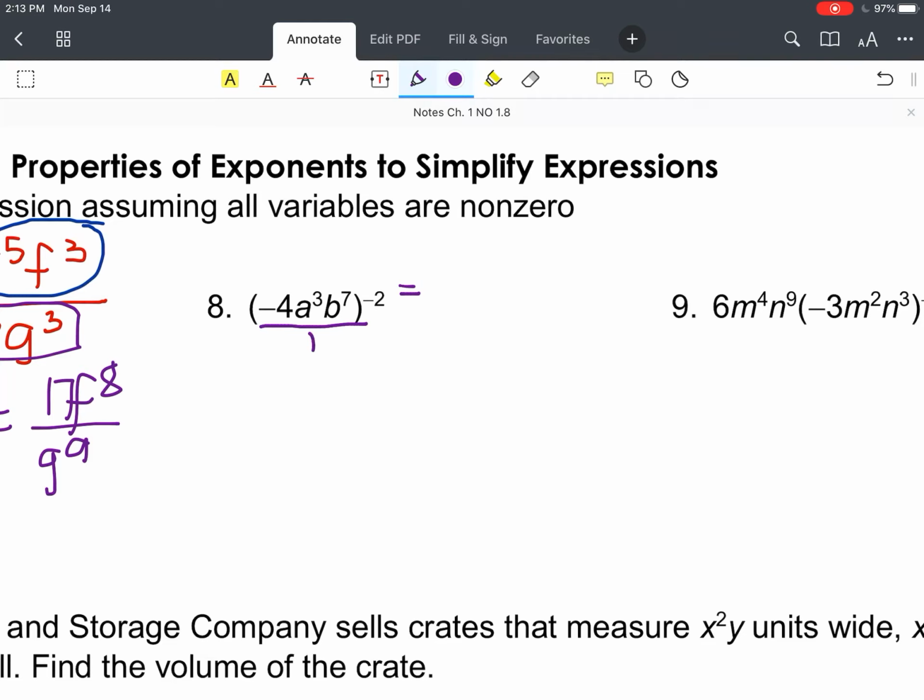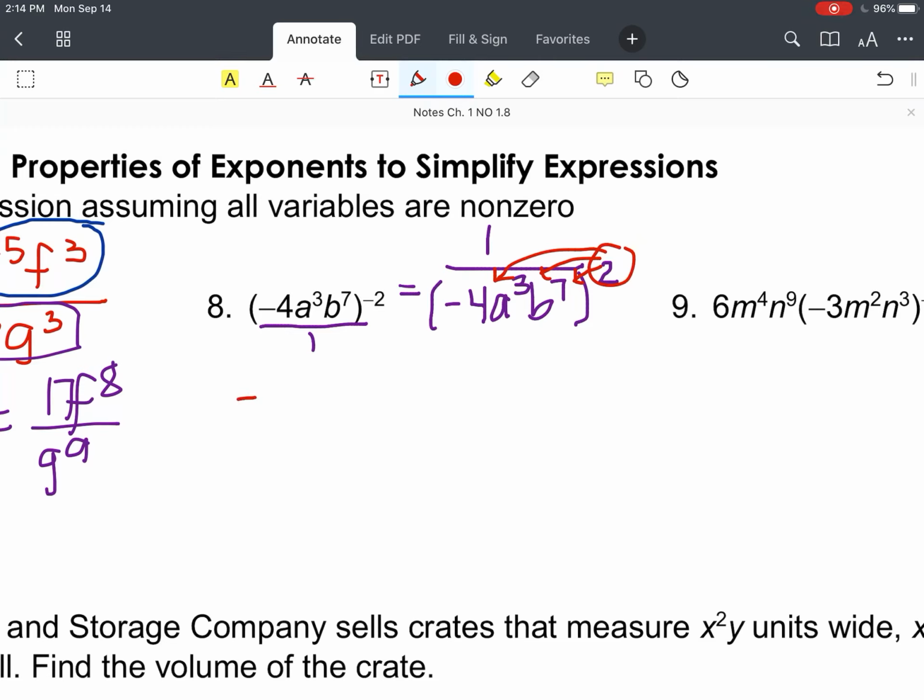Anything that's not written as a fraction could be written over 1. So I'm going to rewrite this as 1 over. I'm going to keep my parentheses right now because I haven't distributed that 2 yet. But I do now have a positive 2 exponent. Next step is to distribute this 2 to everything inside my parentheses.